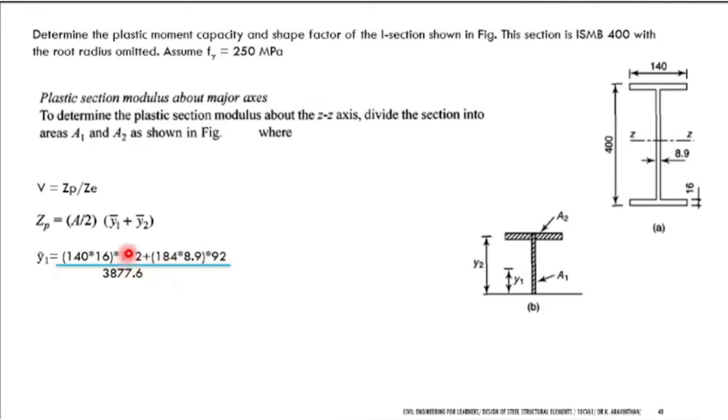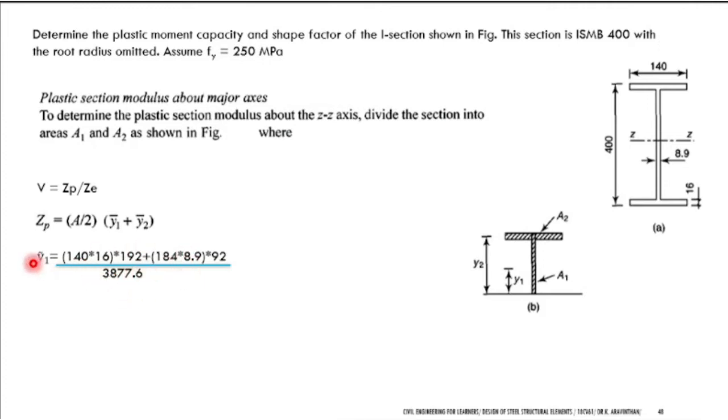184 plus 8 mm is 192. So you will be getting the first centroid as y2. Okay. Now the second area. For this area, how to find the centroid? You know the depth as 184. So half of 184 is 92. So you got the centroid at 92. So this is y1 and y2. What is the formula? a1 y1 plus a2 y2 divided by a1 plus a2. So you will be getting this answer.